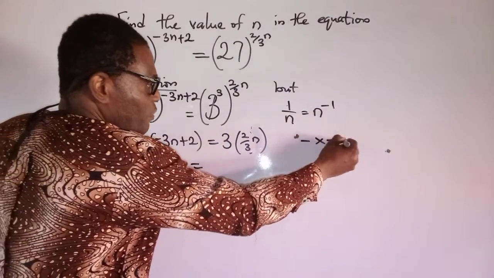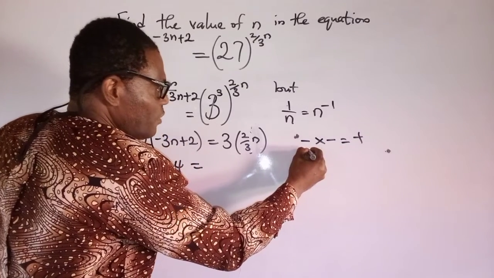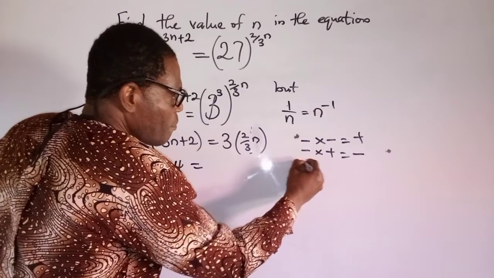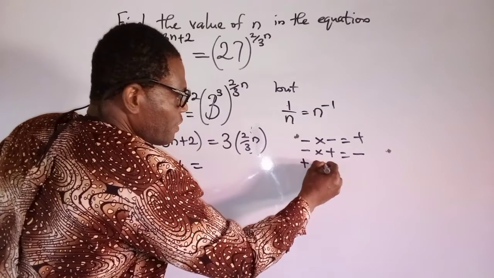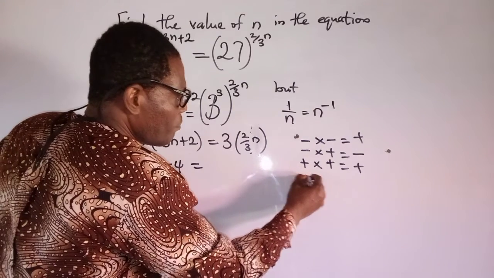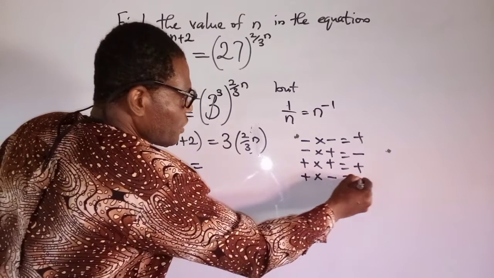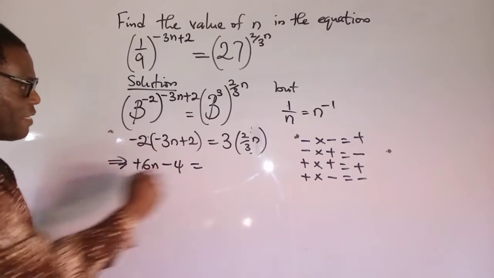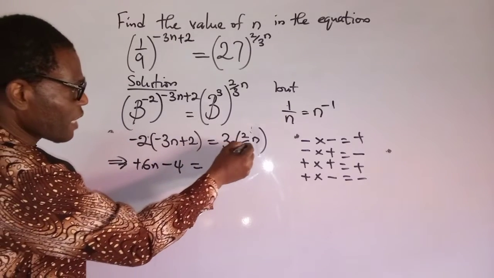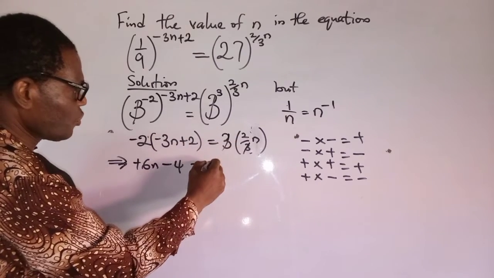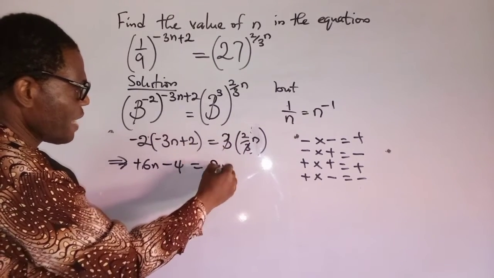following the rule: minus times minus equals plus, minus times plus equals minus, plus times plus equals plus, plus times minus equals minus. So that is the rule I used here to multiply. So we have here, we cancel off this, so we now have 1. So 2 times 1 will give us 2n.